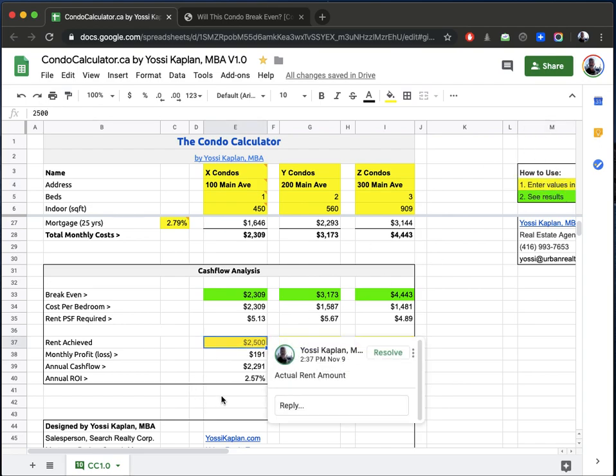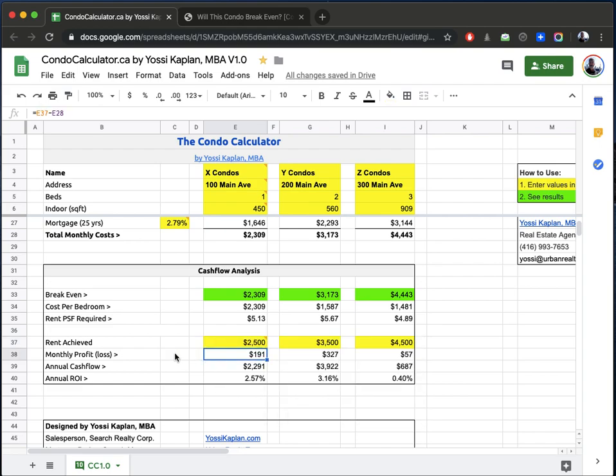So let's say I got $2,500 for this condo and I'm making $191 in cash flow, positive cash flow. My annual cash flow is $2,291 and my annual ROI, that is on the rent alone. That does not include capital appreciation or anything I pay into the mortgage. Okay, that's a whole other calculator. It's 2.57%. That is your annual ROI, cash on cash, rent only.